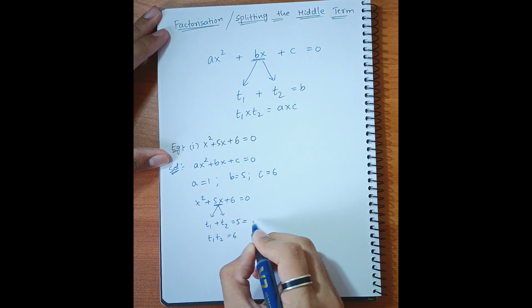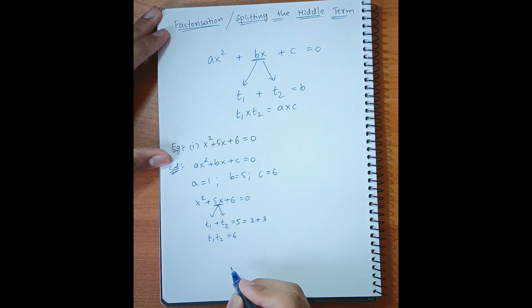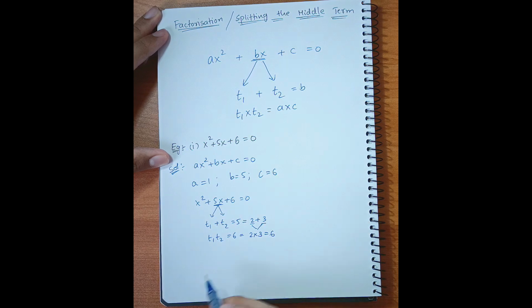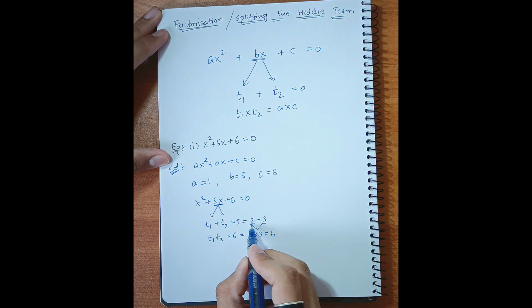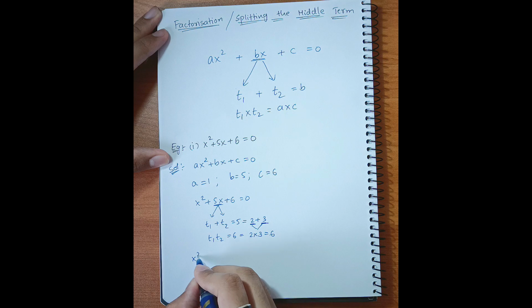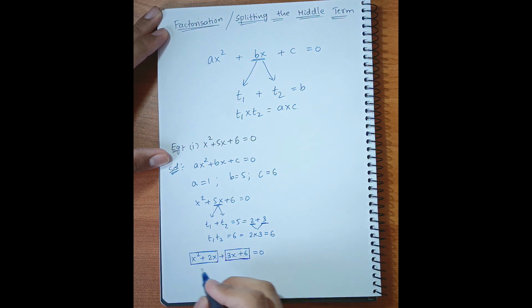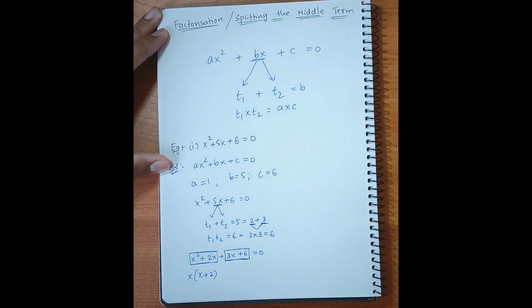Now 5 can be written as 2 plus 3 and 2 multiplied by 3 will give us 6. So hence we will be splitting the middle term into 2x and 3x. So we can write this as x squared plus 2x plus 3x plus 6 equals 0. Now let us consider the first two terms and the second two terms. In the first two terms, we will be taking out x as a common factor and now we are left with x plus 2.